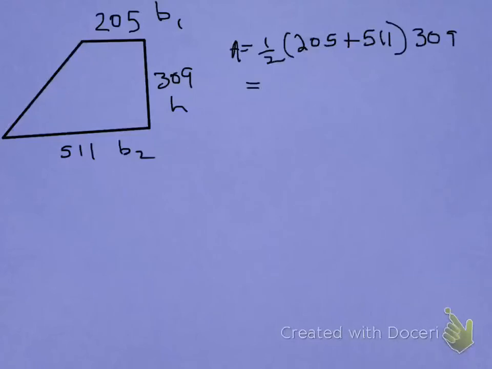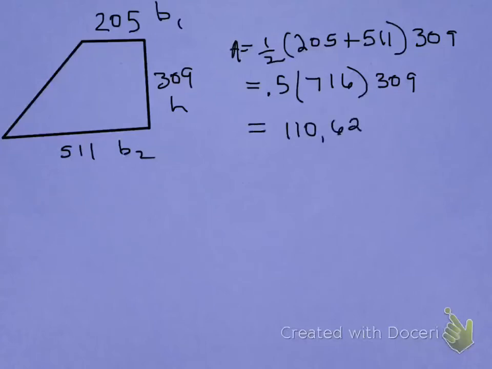I like to start doing one thing at a time. We know 1/2 is 0.5, and if we're going to use our calculator, we might as well plug in 0.5 right now. Let's add 205 plus 511. We have 716 times our height, which is 309. So if I multiply all this out on my calculator, I'm just going to do 0.5 times 716 times 309. And I get 110,622. Here we're dealing with miles, as we saw on the previous screen, and it's area, so it's miles squared. So that's the approximate square miles of Nevada.